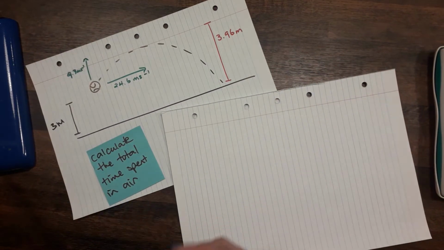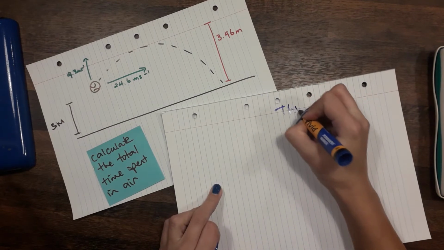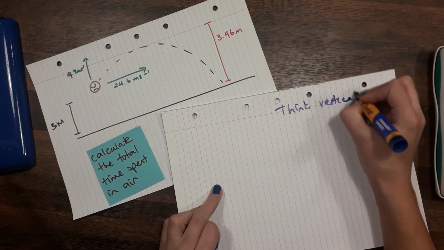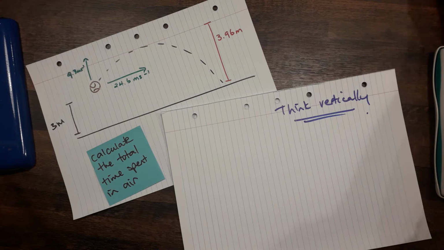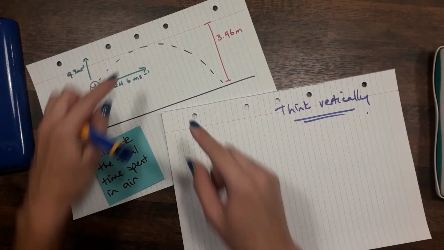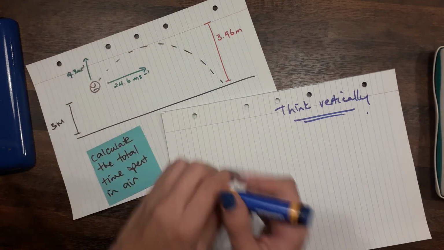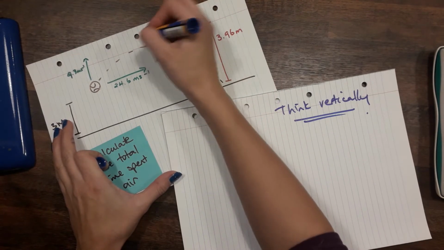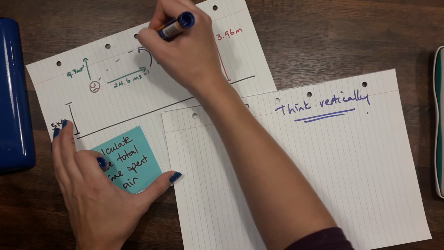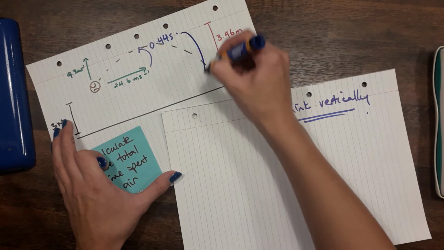So we do have to think vertically for this question. So we'll just pop that there. It can be really hard to know if you have to think vertically or horizontally, so it just takes a bit of practice. But the time it took to get from its original position to its maximum height, I believe, was 0.44 seconds. We calculated that in a previous question. So to get from here to here, 0.44 seconds.